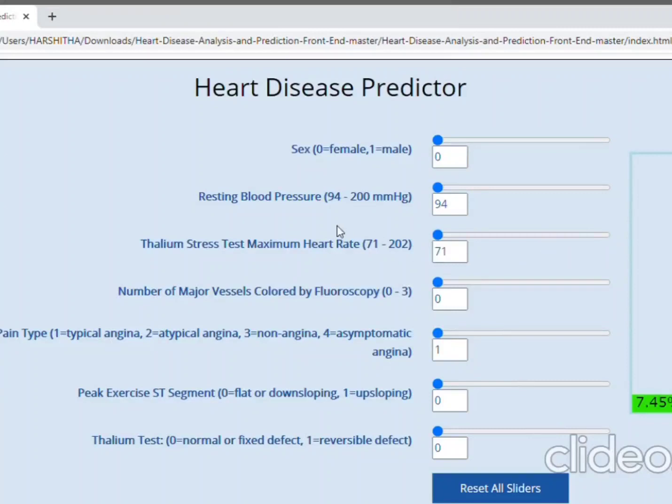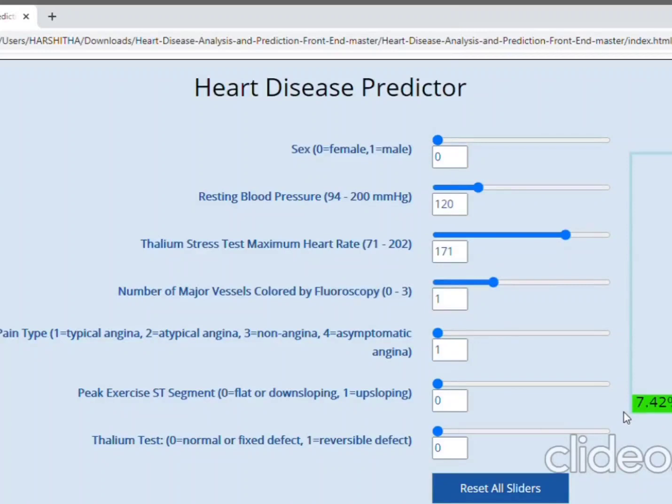Let's check if the person is female and the person has a blood pressure of nearly 123, and the thallium rate is 171, and the number of major vessels, let's take 1, and the chest pain is 1, and for the remaining, if you take 0, then in this slide we see 70.42 percent. So it says it has less chances of heart disease.